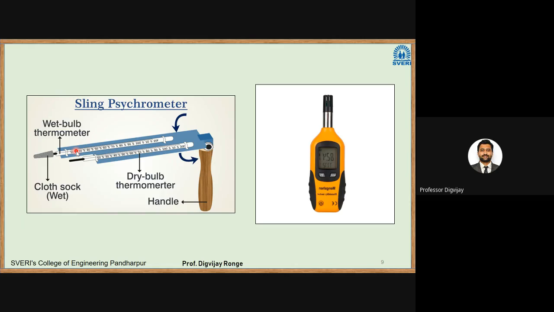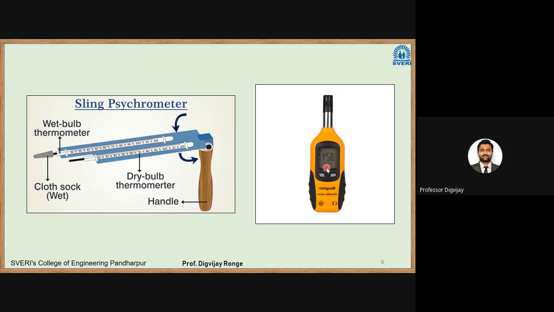Now the use, how to use this. You have to hold this handle here and rotate the section above it. Because of this joint, it will rotate. Why are we rotating? Because we want faster evaporation of water. The more angular velocity we provide to this device, the greater will be the evaporation of water. With greater evaporation of water, the temperature will be reduced. This way we measure the dry bulb temperature and wet bulb temperature. So this is a conventional device.